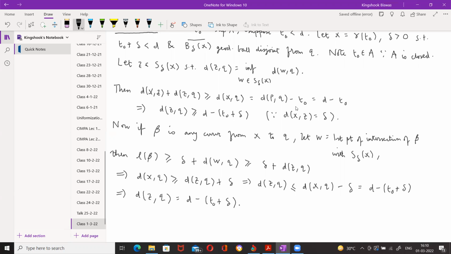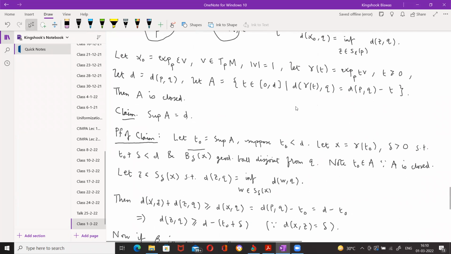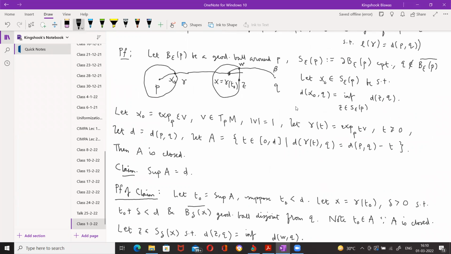Okay, now if I let me call the geodesic from X to Z be alpha in this geodesic ball.